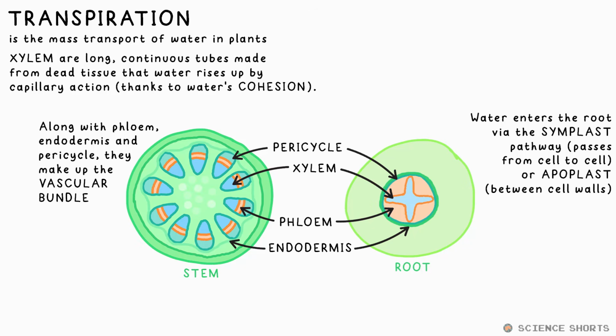Water and minerals enter by the root hair cells. Water either enters by the symplast pathway between cells or the apoplast pathway between the root cell walls. It eventually reaches a xylem. Xylem are long continuous tubes made from dead tissue.